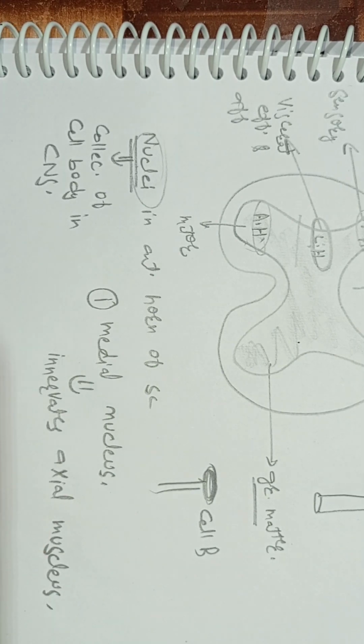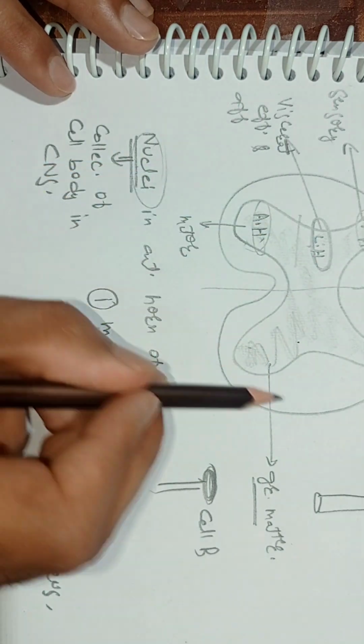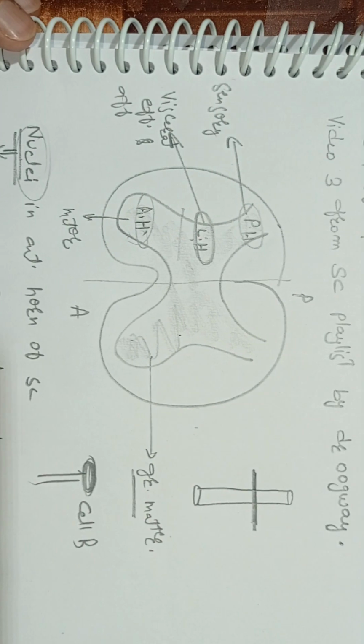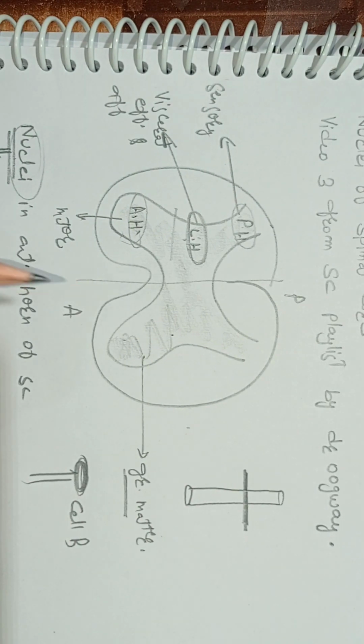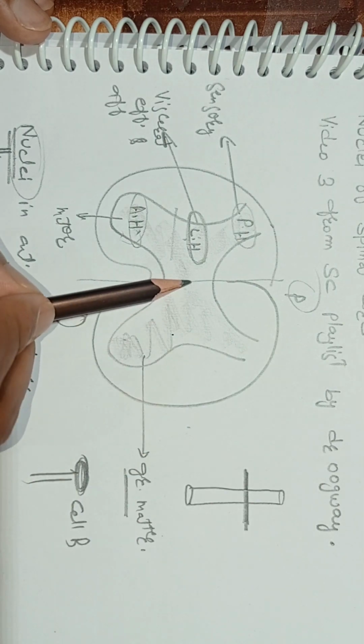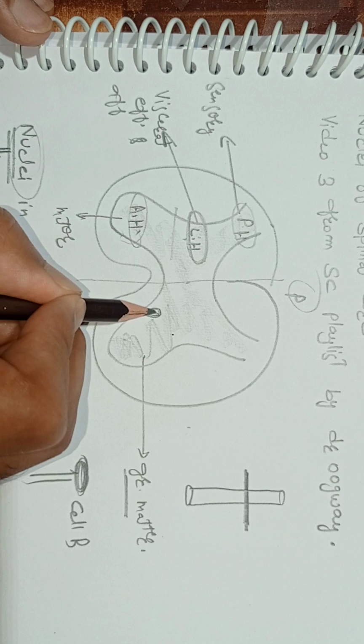We know we have the axial skeleton in our body and the appendicular skeleton. The muscles of the axial skeleton are axial muscles, and those are innervated by the medial nucleus. This is the cut section of the spinal cord: the anterior part, the posterior part, the medial part, and here we have the medial nucleus.